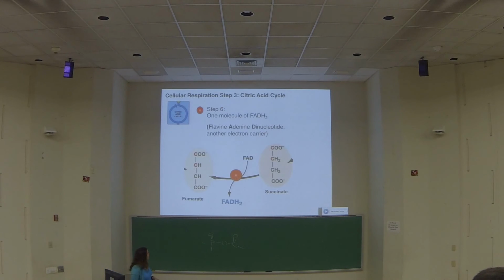All right, step 6, we're almost there. There are only 8 steps in the cycle. We go from succinate to fumarate. We produce FADH2. So this is flavin adenine dinucleotide. Right? Similar to that nicotinamide adenine dinucleotide. It can pick up electrons, so it's an electron carrier.